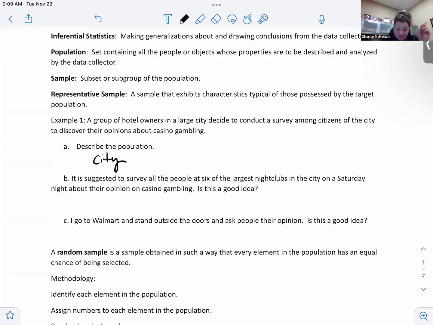Okay, it is suggested to survey all people at six of the largest nightclubs in the city on a Saturday night about their opinion on gambling. Is this a good idea? So I'm going to go stand outside the nightclub and I'm going to ask people what their opinion is on gambling and having gambling. Is there a flaw in that way of sampling? So you might be like, no, great idea. Well, my brain goes, if I drink and I'm at a nightclub, I'm more likely to gamble. So you're really collecting a sample from people who are probably more likely to like gambling.